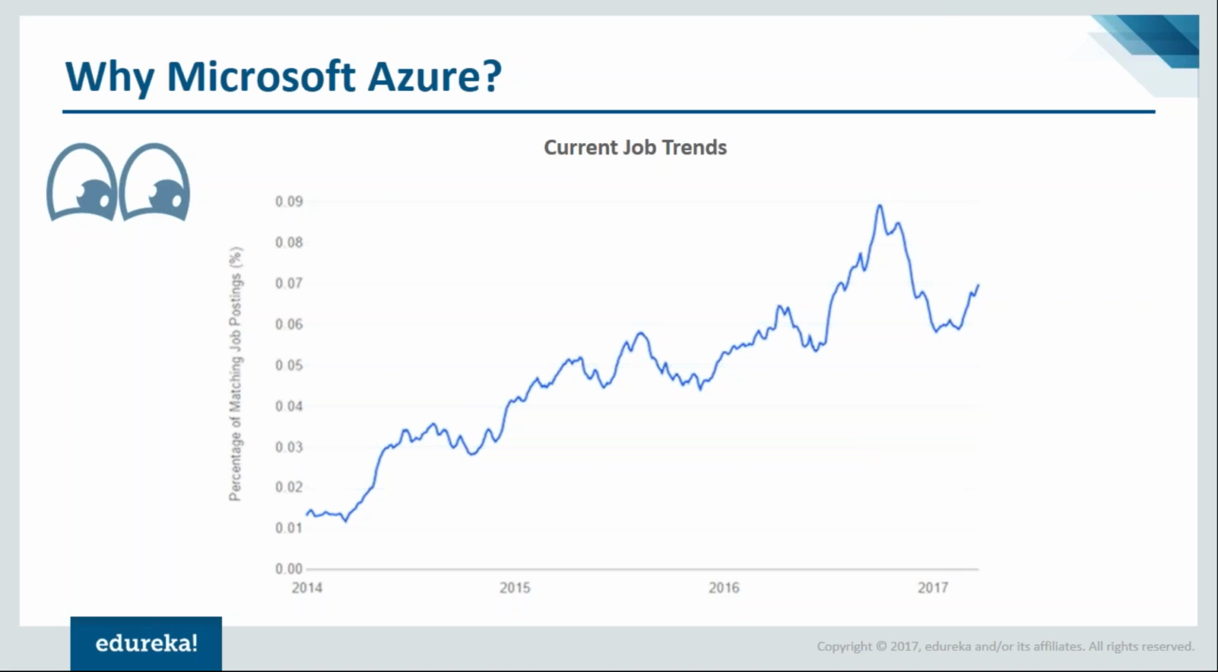And as you can see, the graph is rising. So if you see in 2014, it was around 0.01%. In late 2016, it reached around 0.09. It came down to a fall, but then again, it is on a rise. So this is a pattern that you see. But if you take my advice, because I have seen the industry, as far as I know, these jobs are going to increase multifold in the future as well, right?